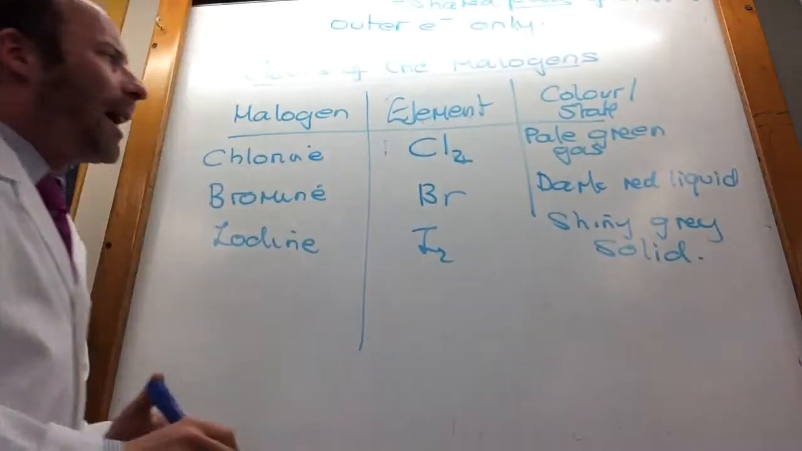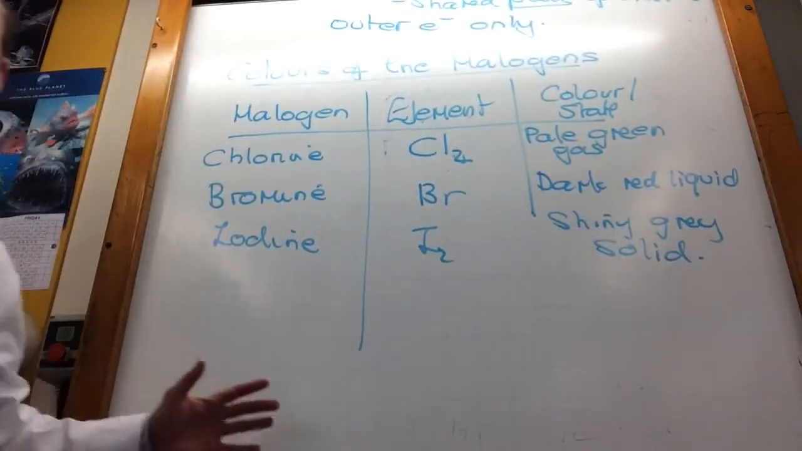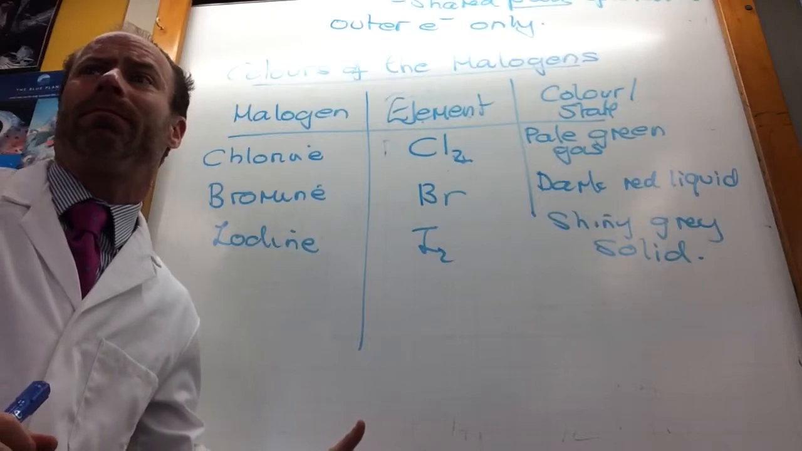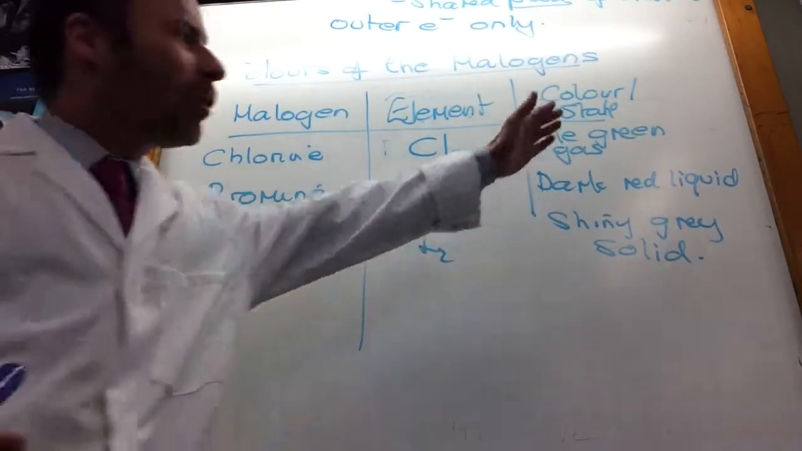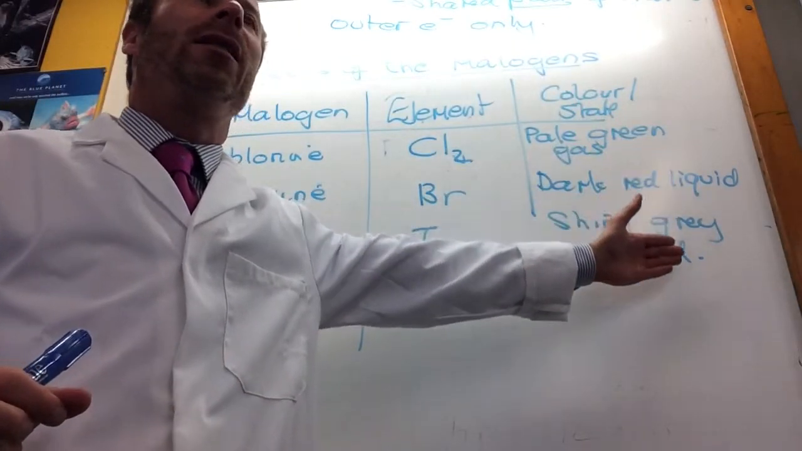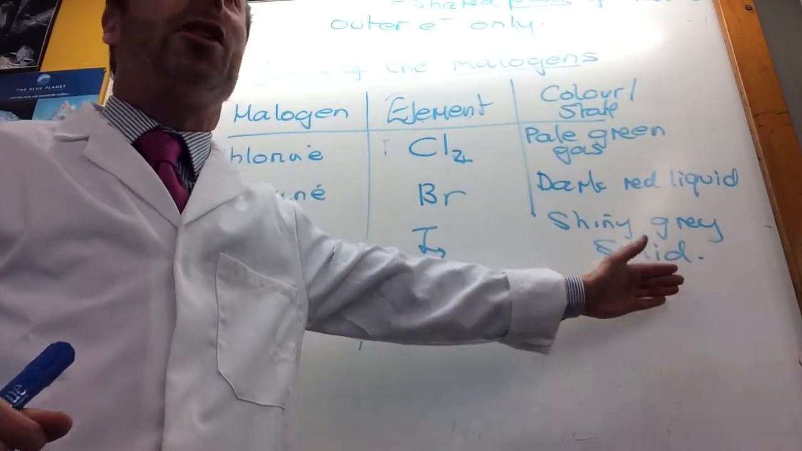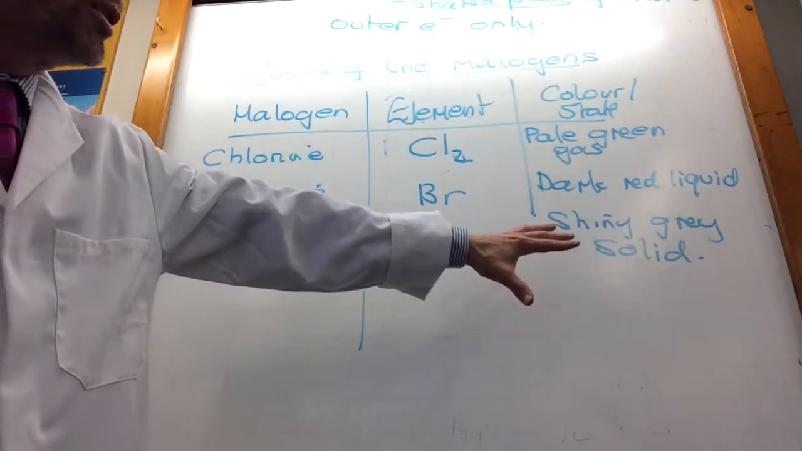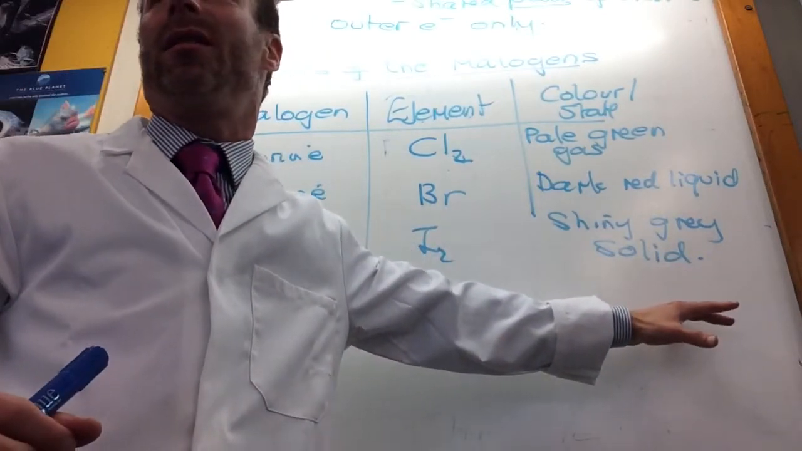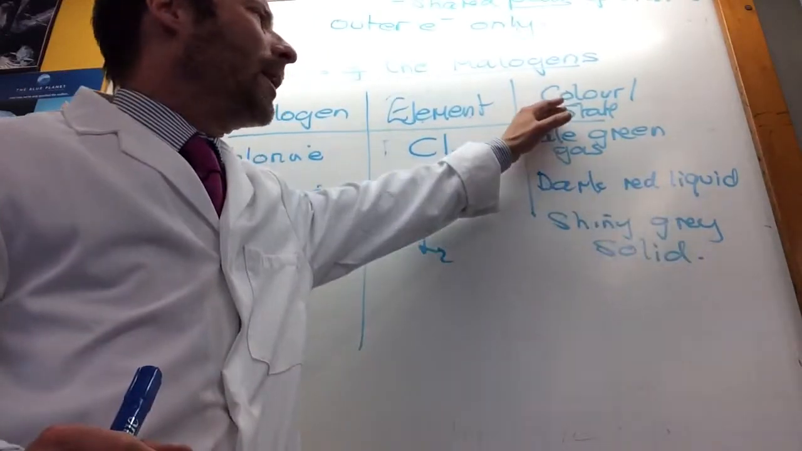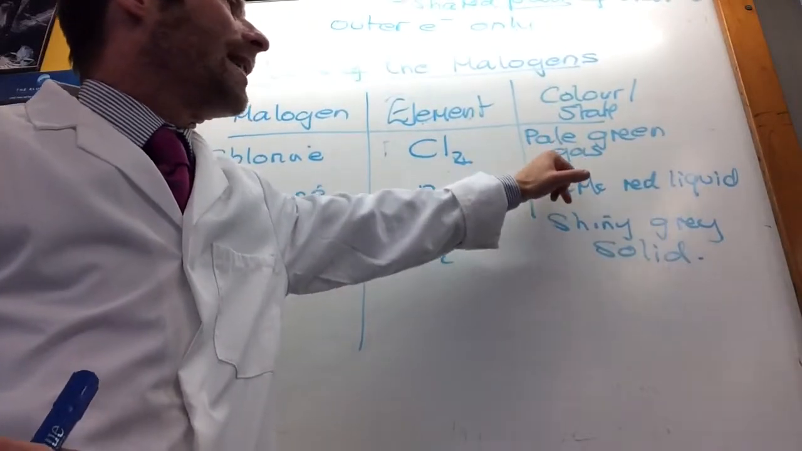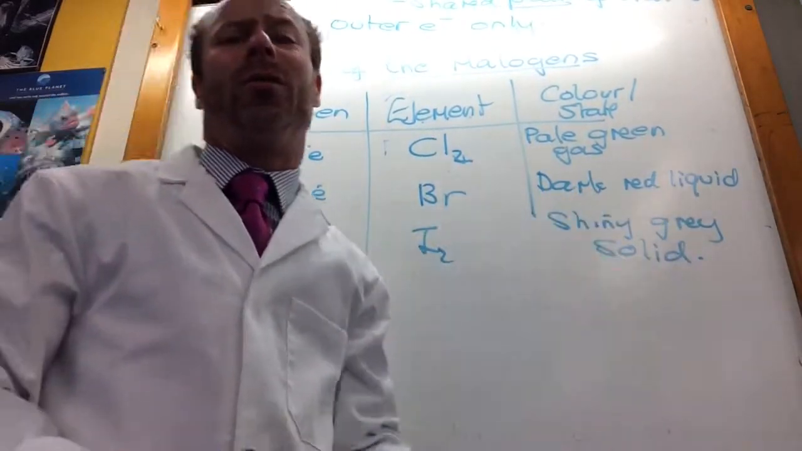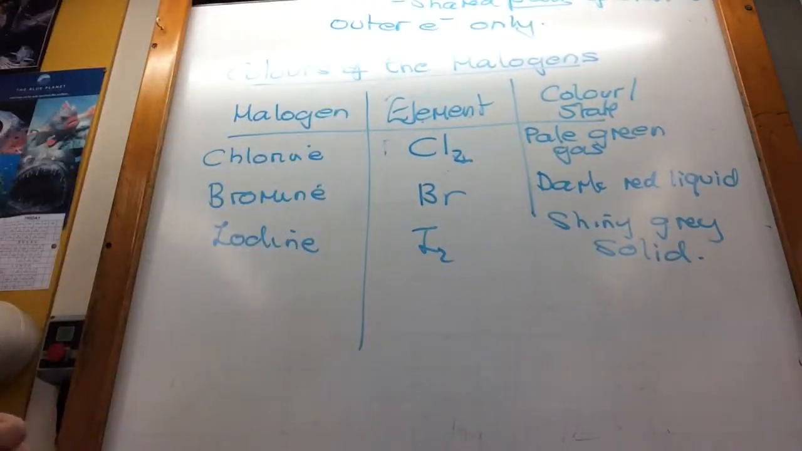So, based on that, what do you reckon astatine would be? A shiny grey solid? Do you reckon it would be grey? What's happening to the colours? They're getting darker. Yeah, darker. So astatine perhaps would be black. What state would it be? I've gone from a gas, to a liquid, to a solid. So it would be a solid.